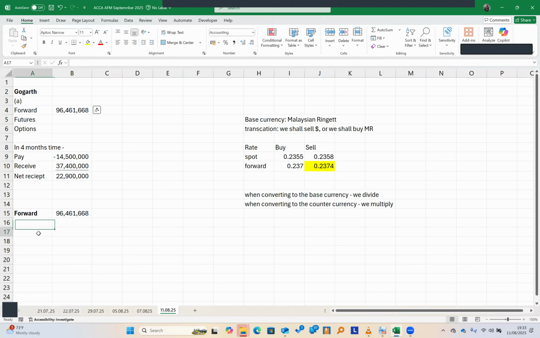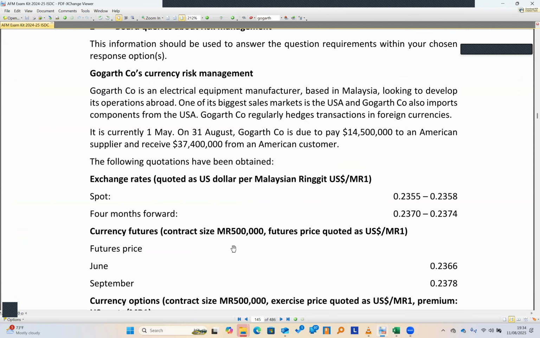Very easy like that. But first of all, you have to determine which transaction is happening, what's the base currency, and then you determine how to deal with it. But as soon as you understand it, then you are okay. Now for the futures.